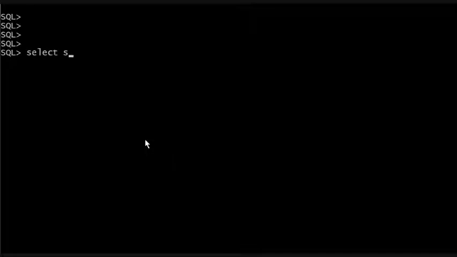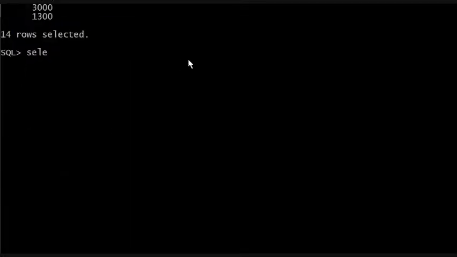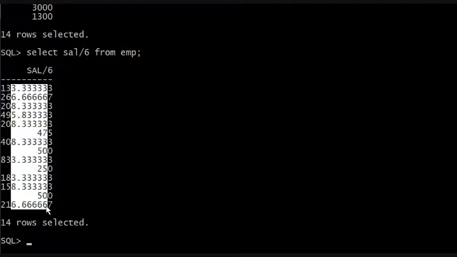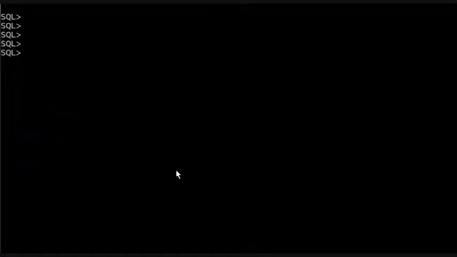Select sal from EMP. Let's divide everybody's salary by the number 6. Select sal divided by 6 from EMP. No rounding whatsoever. Just sal divided by 6 from EMP. This is a sixth of everybody's salary. Just to bring this thing home, round everybody's salary to 2 decimal places after dividing it by 6.